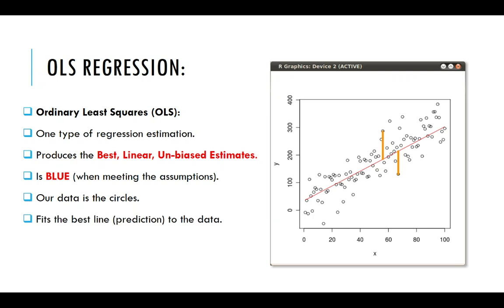So we've got a data set here. And what OLS is doing is fitting the best line, creating a prediction, to the data. So you see this red line that's being fit right through the middle of those observations. So it's fitting the best line or best prediction to the data. But what do we mean by best in this case?